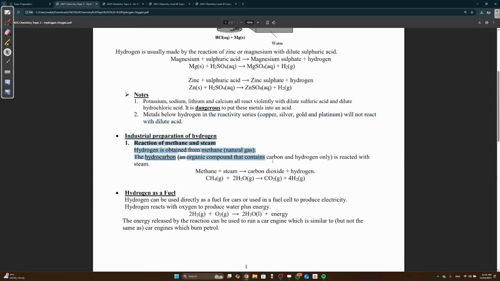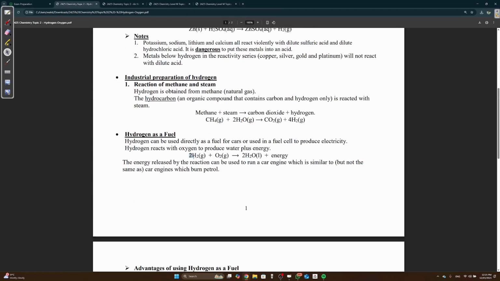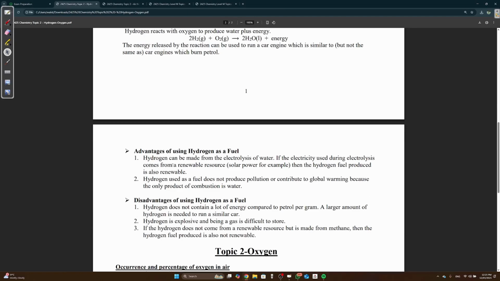Is this renewable? No. So most of the time, people are going to get hydrogen from this process. So when they do this reaction, it's not going to be renewable anymore because this isn't renewable. So that's the third disadvantage. If it does not come from a renewable resource, but it's made from methane, for example, then the hydrogen fuel produced is not renewable. Okay, so memorize these.